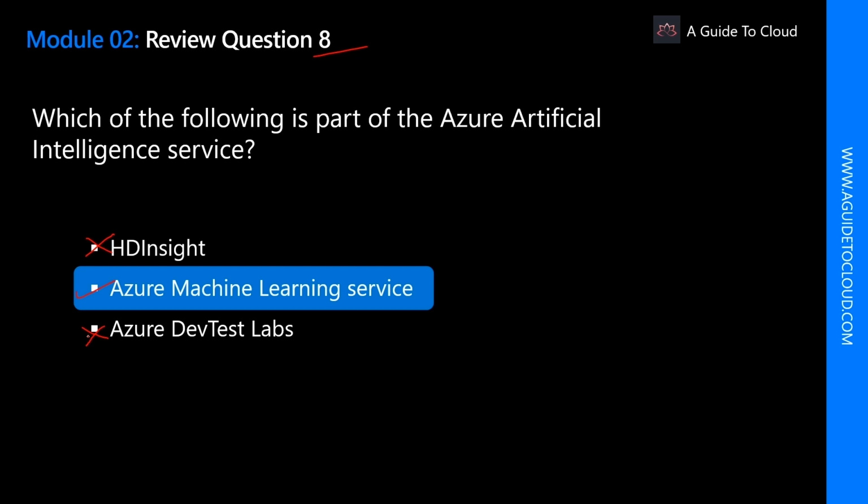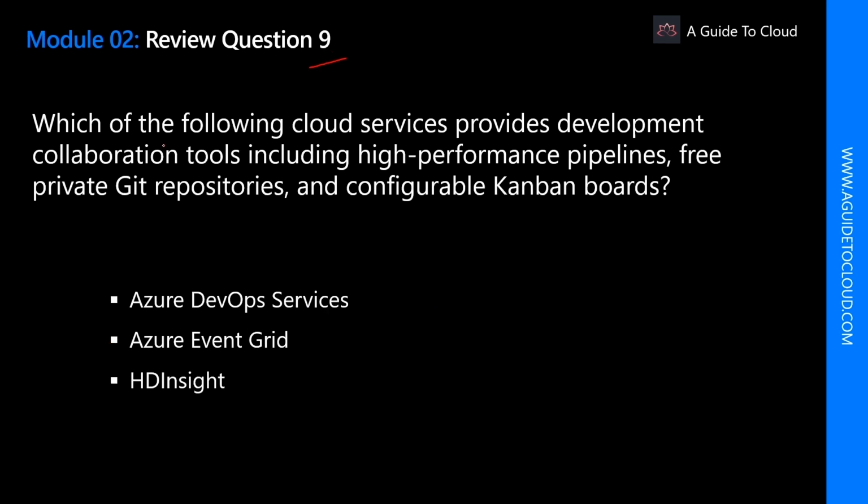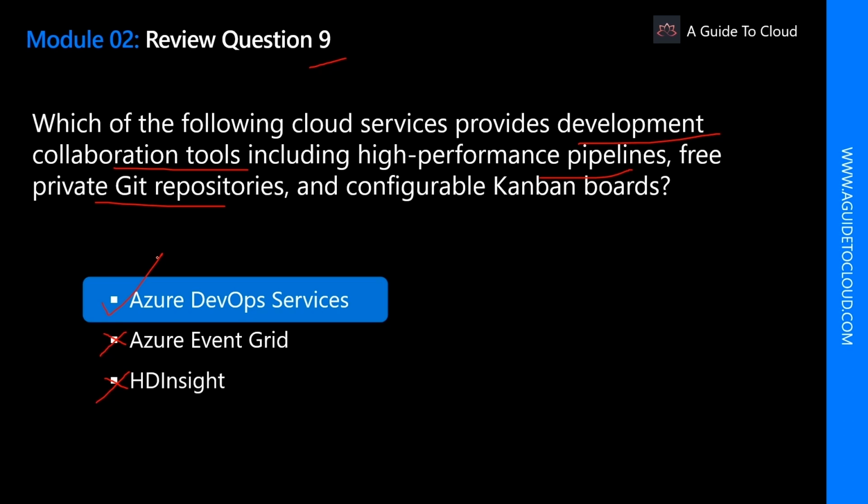Machine Learning Service provides a cloud-based environment that you can use to develop, train, test, deploy, manage, and track machine learning models. Which of the following cloud services provide development collaboration tools, including high-performance pipelines, free private Git repositories, and configurable Kanban boards? So we are looking at a development collaboration tool which supports high-performance pipelines and free private Git repositories. It's definitely not HDInsight. It's not even Grid either. That's a Git service. The correct answer is Azure DevOps Services, because Azure DevOps Services include development collaboration tools, including high-performance pipelines, free private Git repositories, and configurable Kanban boards.